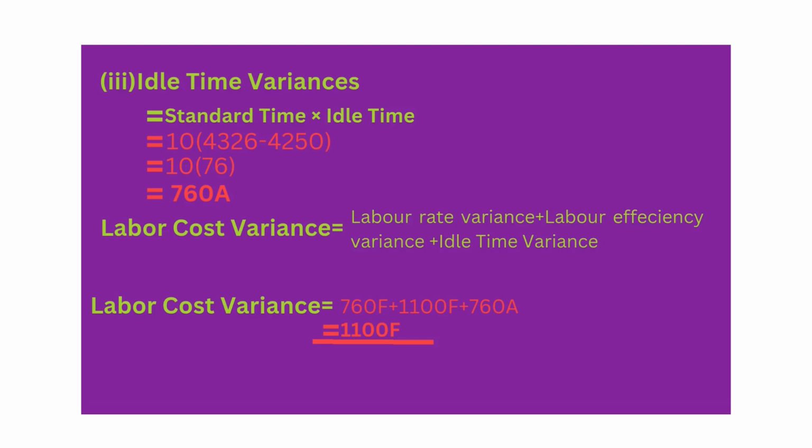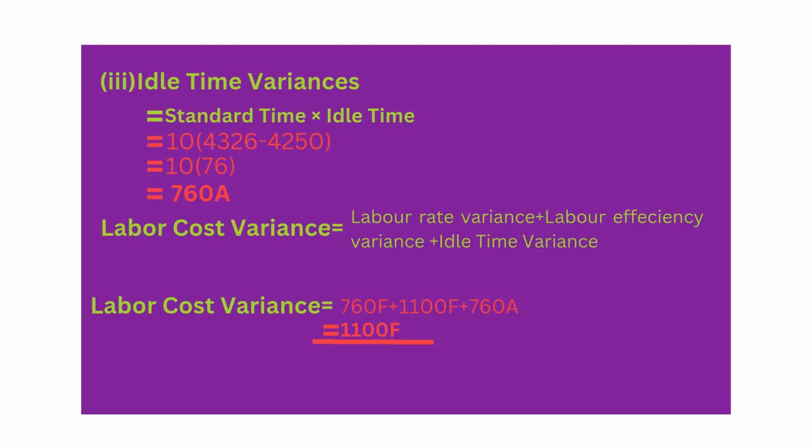Our second subdivision of variance analysis is the labor cost variance. This is the difference between the standard direct labor cost and the actual direct labor cost. Labor cost variance is given by the sum of labor rate variance, labor efficiency variance and idle time variance. Let's start with labor rate variance. This is the difference between the standard and actual direct labor rate per hour.